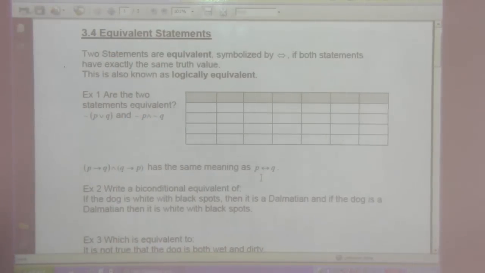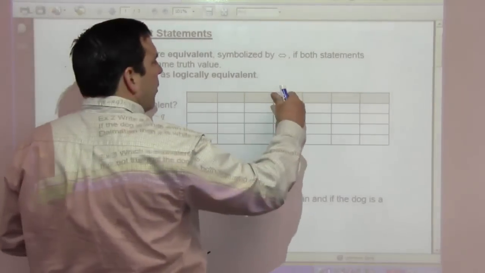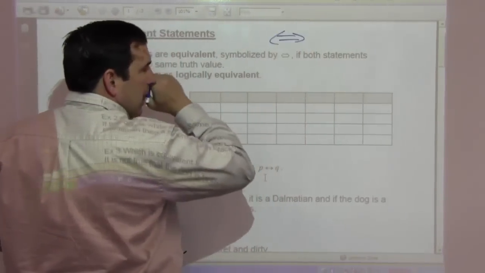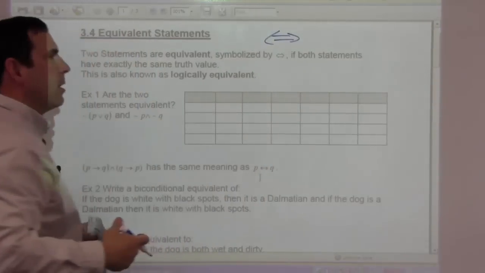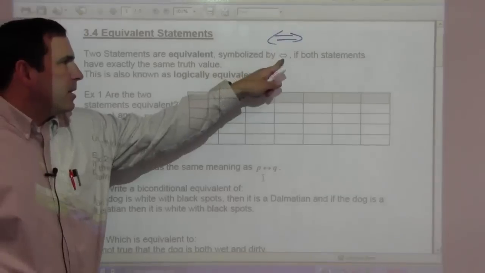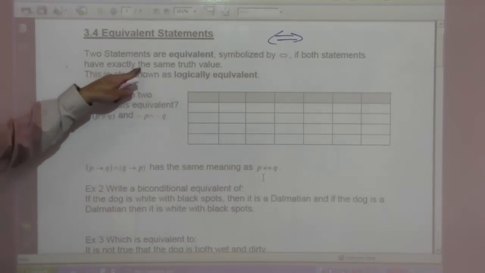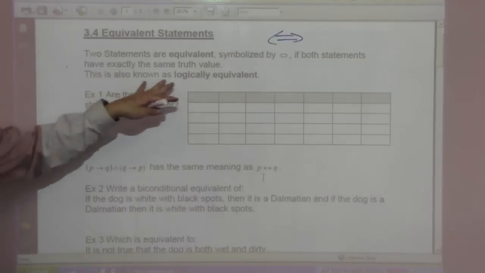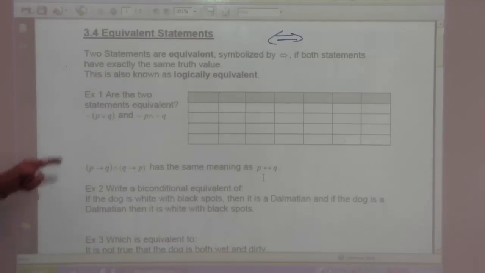Two statements are equivalent, symbolized by this double arrow with double lines. This is going to be double horizontal lines, like an equal sign with an arrowhead on each end. So two statements are equivalent, symbolized by this symbol, if both statements have exactly the same truth values in the same places. This is also known as logically equivalent. So are the two statements equivalent?